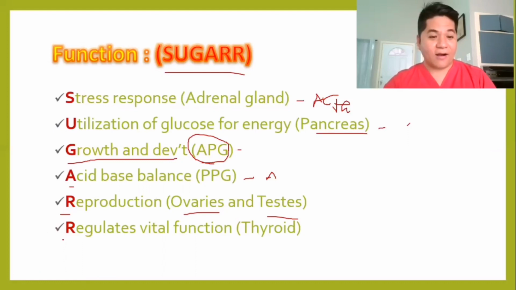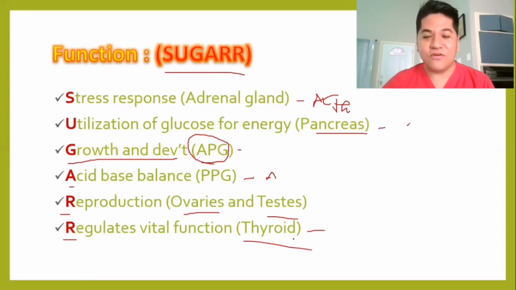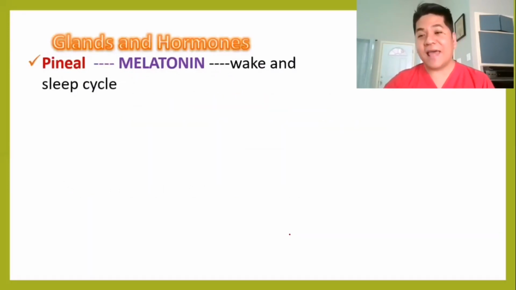And then the other R stands for regulates vital function by your thyroid gland, increasing your metabolism. So that is a function of your thyroid gland. Okay, so that's the main functions of your endocrine system. Now let's talk about the glands and the hormones.